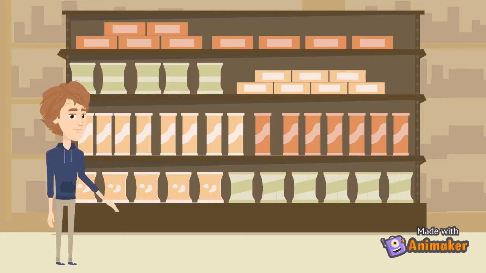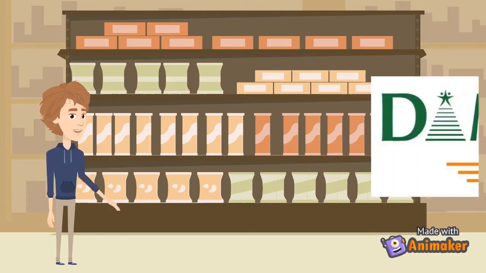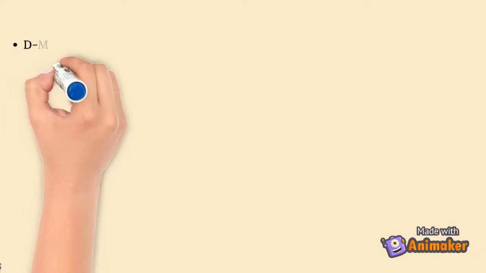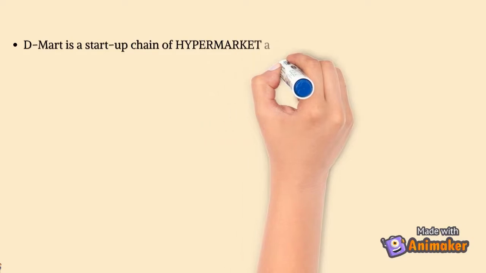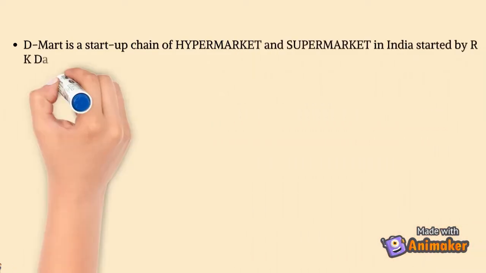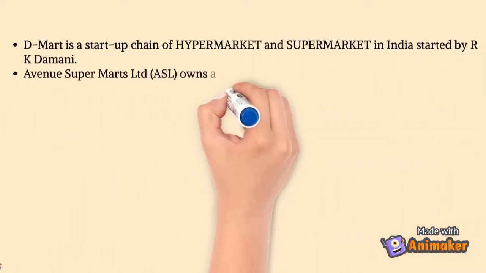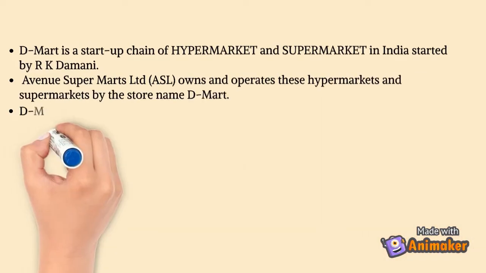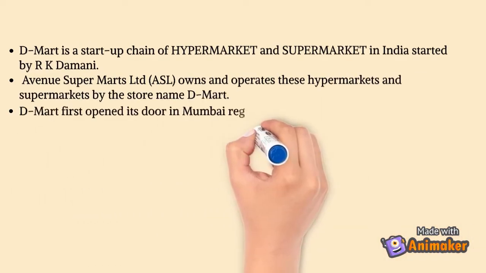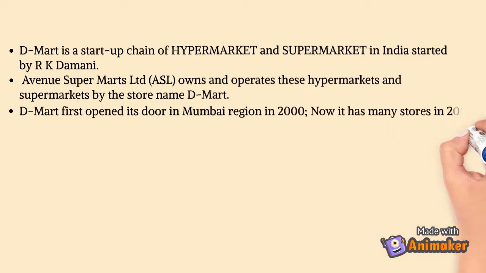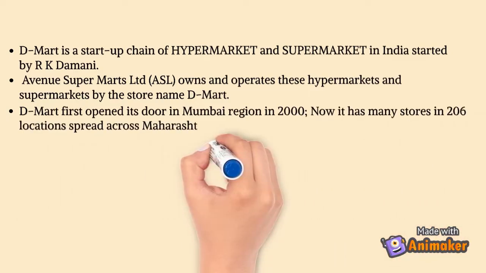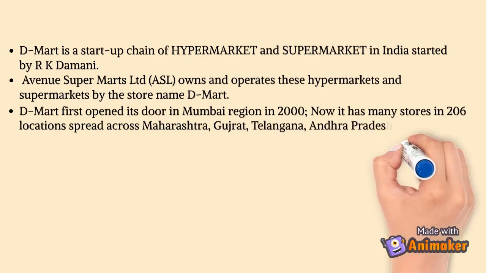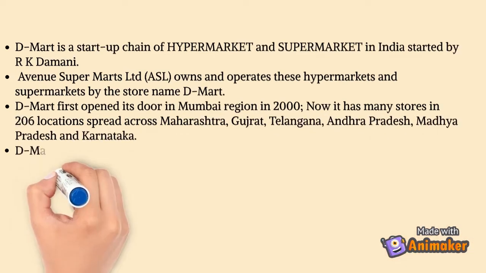In this video, we will discuss the service blueprint of an e-commerce company, D-MART Ready. D-MART is a startup chain of hypermarkets and supermarkets in India started by R.K. Damani. Avenues Supermarts Limited owns and operates these stores by the name D-MART. D-Mart first opened its doors in the Mumbai region in 2000. It has many stores in 206 locations spread across Maharashtra, Gujarat, Telangana, Andhra Pradesh, Madhya Pradesh, and Karnataka.